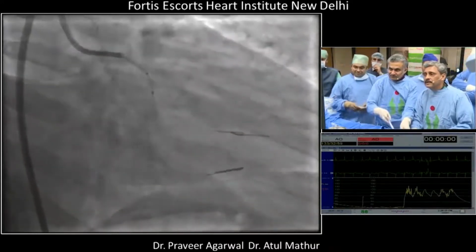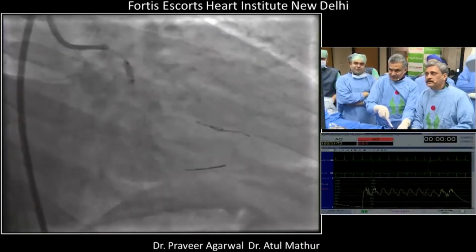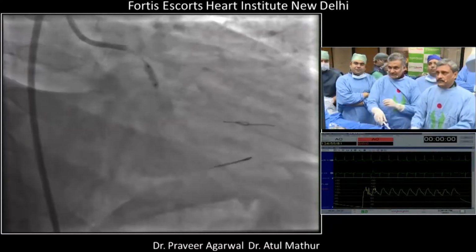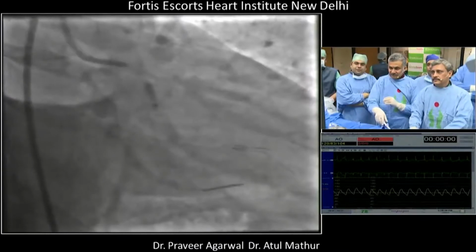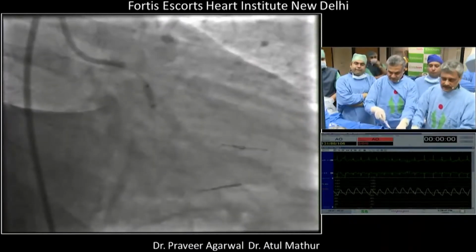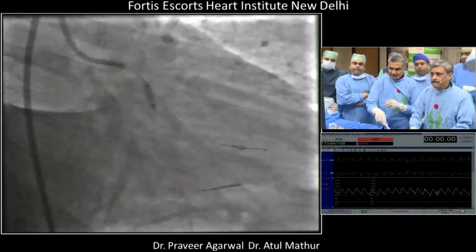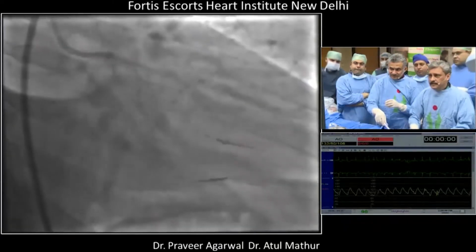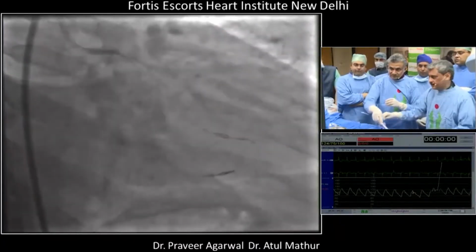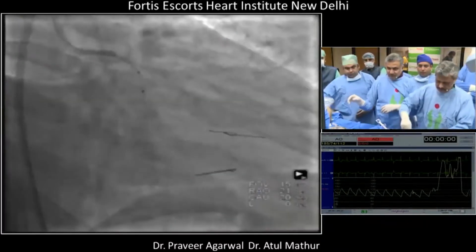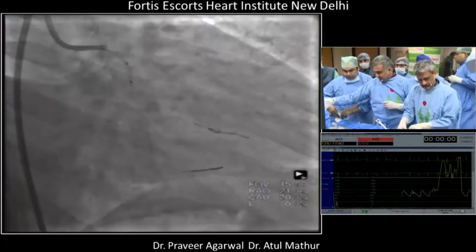Okay, go up. 6, 7, 8, 9, 10, 11, 12, 13, 14, 15, 16, 17, 18. Deflate. All right, so here we are just cutting the bifurcation. That's the cutting balloon, right? No, angiosculpt. So now we'll make a strategy for the stenting. But it's 2.5, so at about 18 this becomes nearly 2.75.